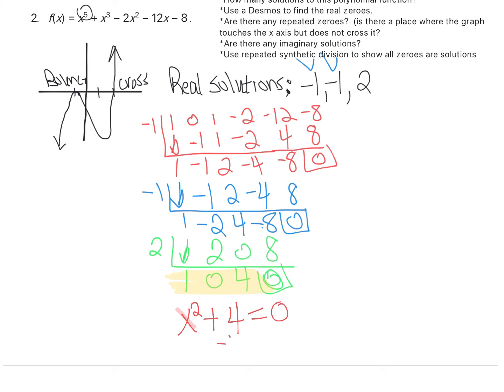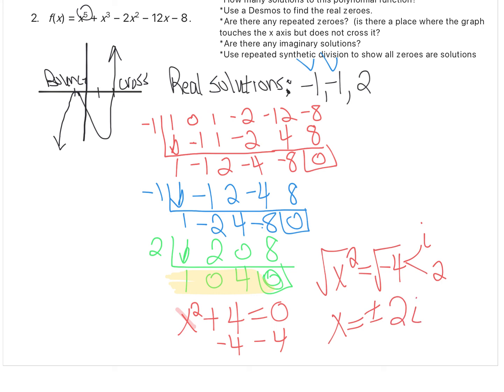When I go to solve that, I subtract 4 from both sides. I get x squared equals -4. When I take the square root of both sides, I get x equals plus or minus. I pull that negative out to make it an i, and the square root of 4 is 2. So I'd have plus or minus 2i.